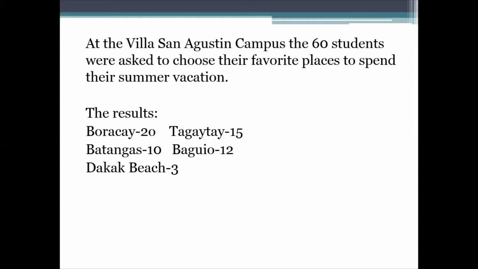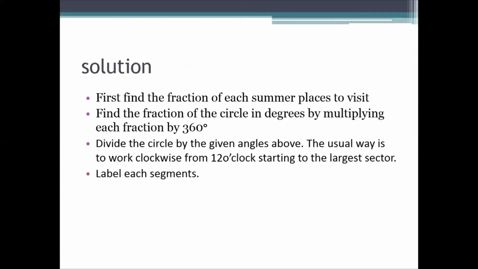Let's start with our sample problem. At the Villas and Agustin campus, 60 students were asked to choose their favorite places to spend their summer vacation. The results are as follows. For Boracay, we have 20 students. Tagaytay, 15 students. For Batangas, 10 students voted. For Baguio, we have 12 students. And for Dakak Beach, we have 3 students.